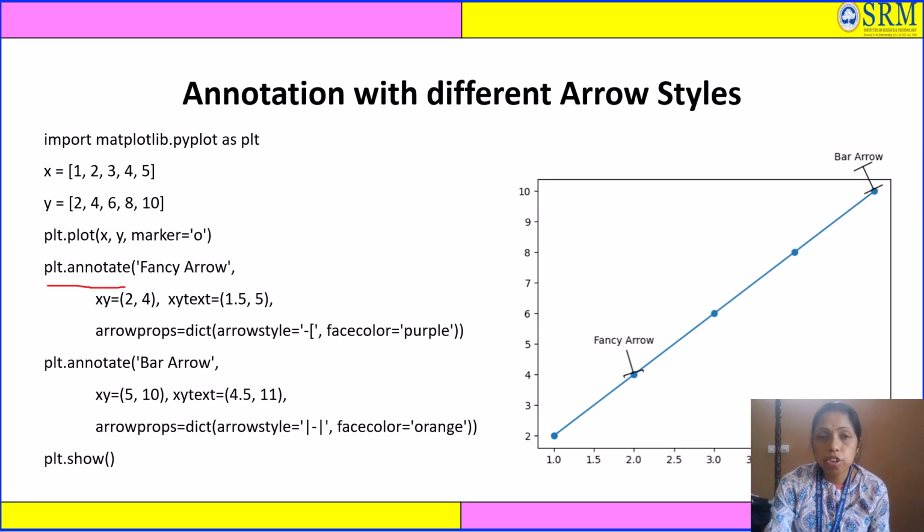So plt.annotate, again we have written plt.annotate. Bar arrow, xy, xytext, arrowprops, the arrowstyle is like bar, as we have given. Okay, in this way you can give different styles.